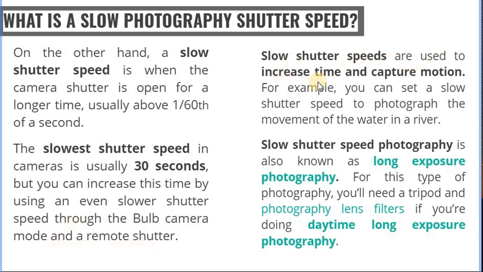So, slow shutter speeds are used to increase time and capture motion. For example, you can set a slow shutter speed to photograph the movement of the water in the river. Slow shutter speed photography is also known as long exposure photography kasi nga matagal. For this type of photography, you need a tripod and photography lens filters if you're doing daytime long exposures photography. Kapag mas matagal ang shutter speed natin, make sure na meron kayong tripod or yung papatungan.